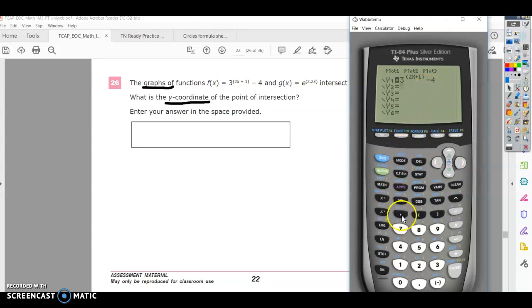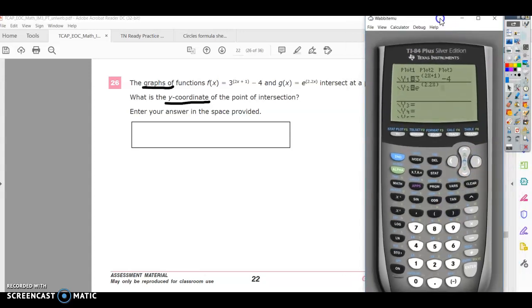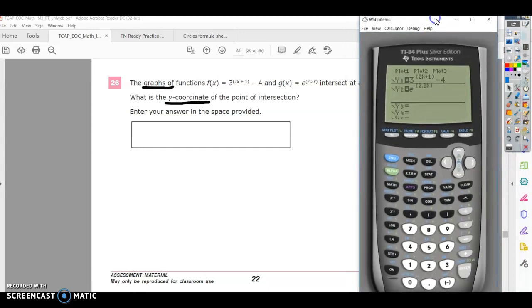And then the other function is g of x. It says e. So e is right here above the divide button. So I've got to push the blue button in the divide. That's e. And that's raised to the 2.2x. Oops, I forgot my x. Alright, x, and then close parentheses. Alright, and then again, make sure that's all of it. I think it is. G of x equals e to the 2.2x.